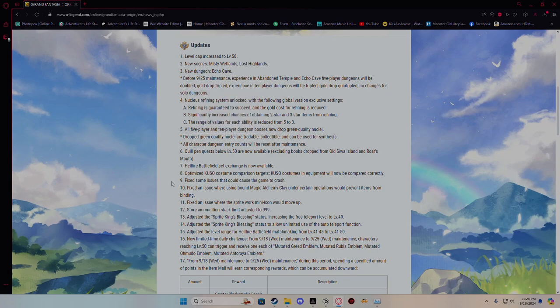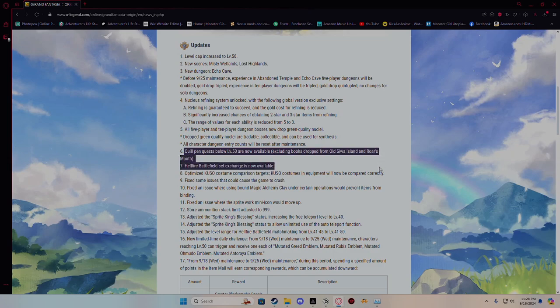Let's see. All character entries will be reset after maintenance. Okay. Quill pen quests below 50 are now available, excluding Old Siwa and Roaring Mouth. Oh yeah, those are level 50 dungeons.